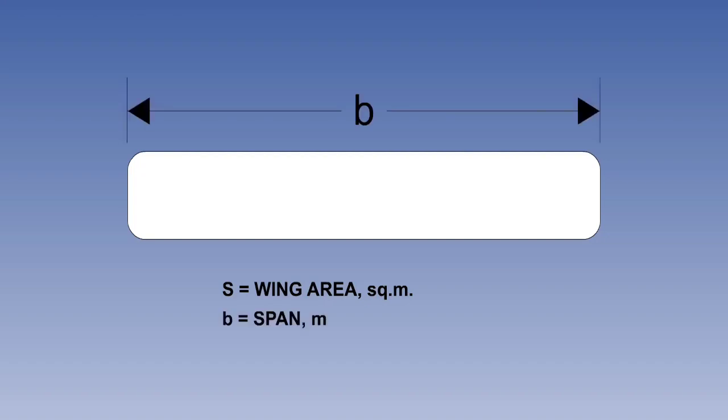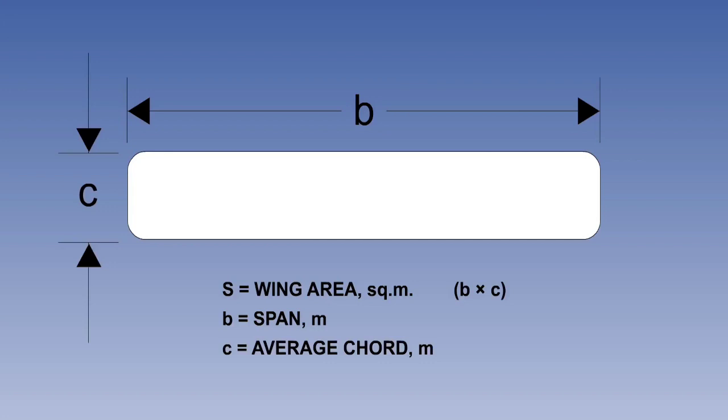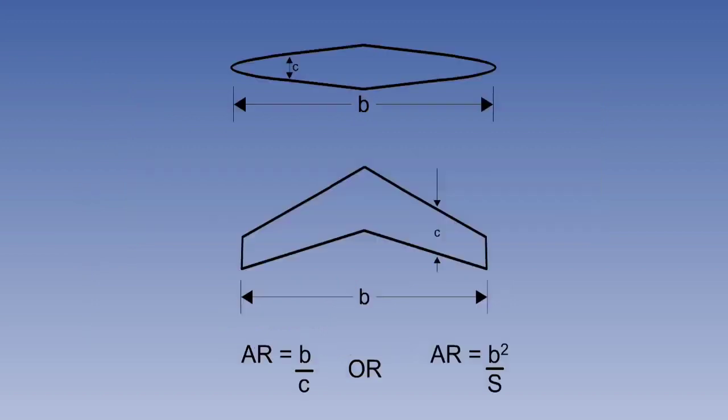The wing span, lowercase b, is the distance from wingtip to wingtip, usually now quoted in meters. The chord is the distance from leading edge to trailing edge, and the average chord, lowercase c, is the geometric average. The product of the span and average chord is the wing area. The aspect ratio, or AR, is the proportion of the span and the average chord. That is, b over c.